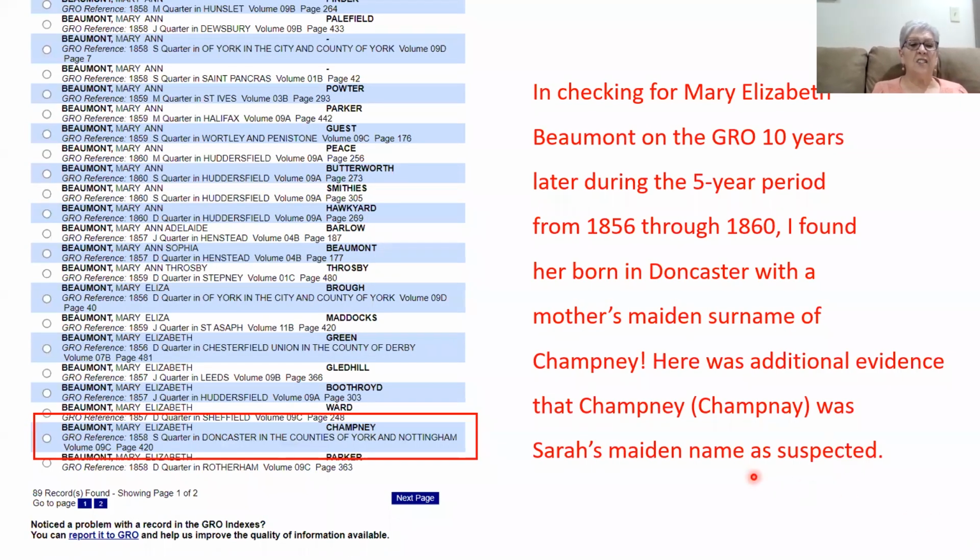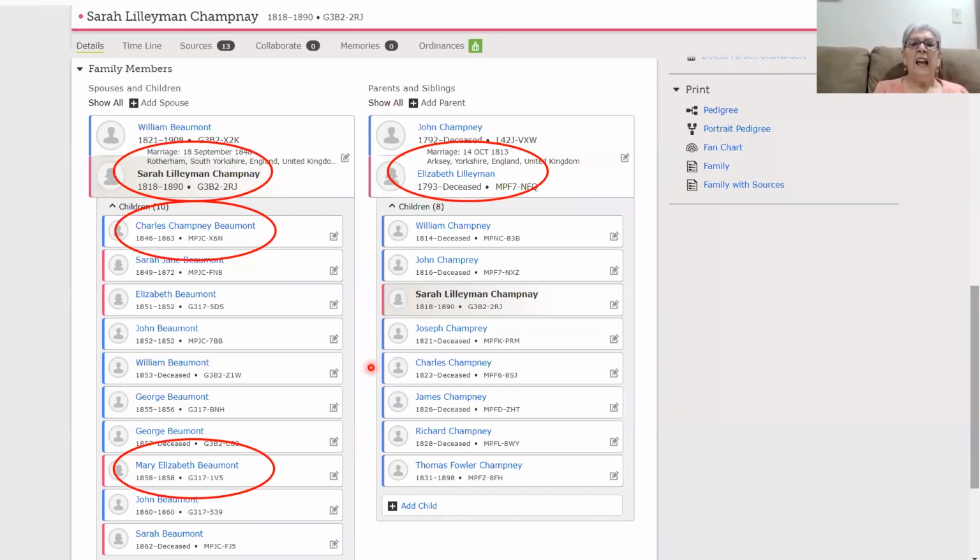There's in Doncaster, there's Mary Elizabeth Beaumont with the mother's maiden name of Champney. So I was pretty sure then, as suspected, Sarah's maiden name was Champney. And so I put her in, and interestingly enough, there's Charles, there's Mary Elizabeth, and Sarah has her mother's maiden name as her middle name. So it looks like it was almost a family tradition, because she ended up with her mother's middle name. So that worked out well.